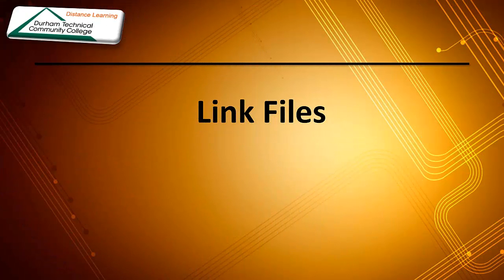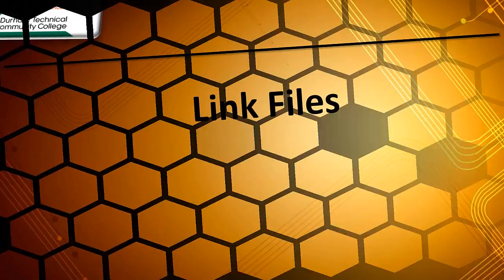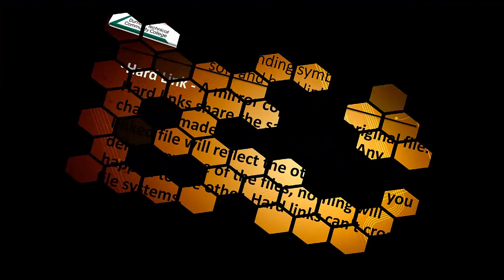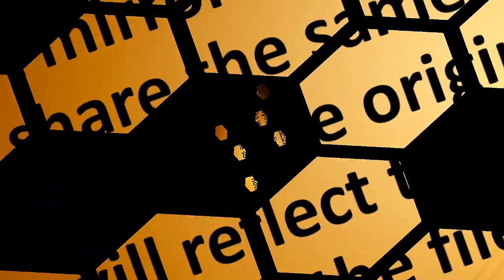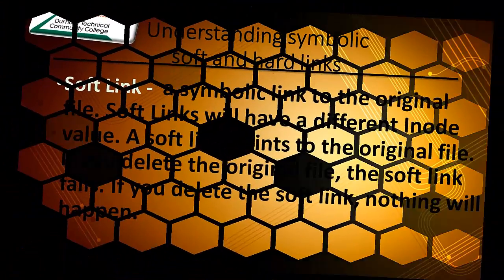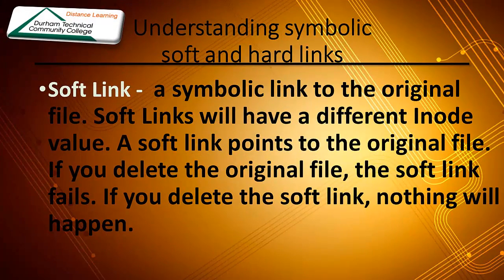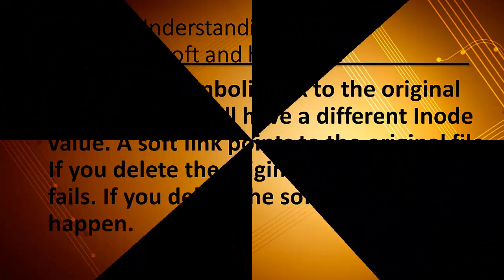Link files. There are two types of link files, and they are hard link and soft link. A hard link is a mirror copy of the original file. Any changes made to the original or hard link file will reflect in the other. Whereas a soft link points to the original file. If you delete the original file, the soft link fails. If you delete the soft link, nothing will happen to your file.